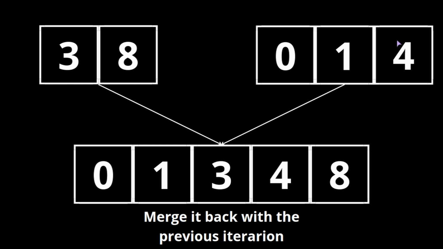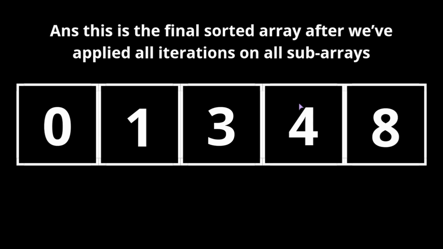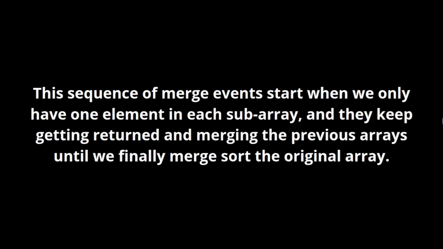This is the example we've just shown here, about how we're going to use the merge function to restore the original array. So that's all. I'm just going to get to the end of the presentation here. As I stated before, this sequence of merge events starts when we only have one element in each subarray, and they keep getting returned and merging the previous arrays until we finally reach the merge sort on the original array, and we have the array fully sorted.